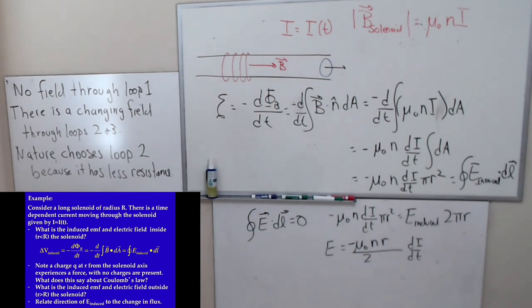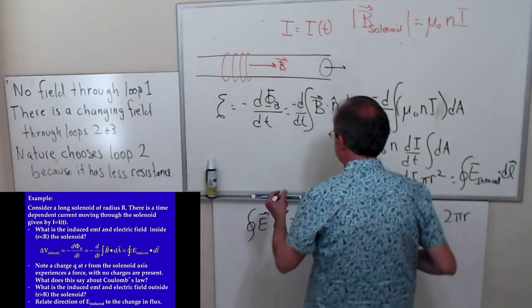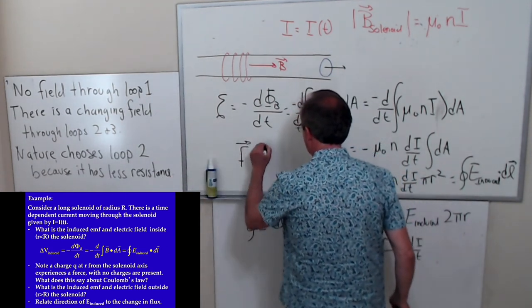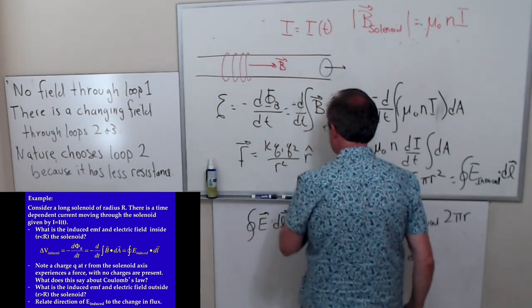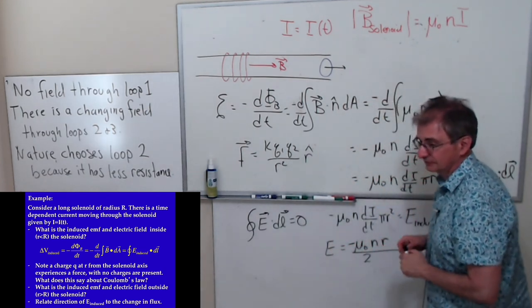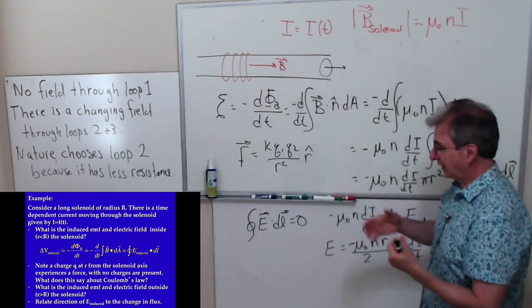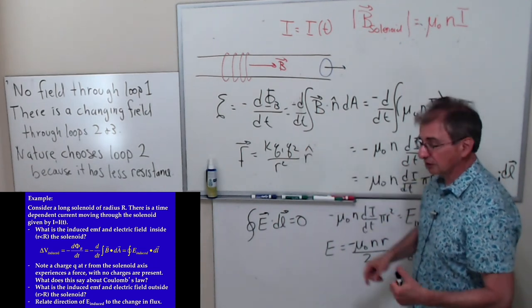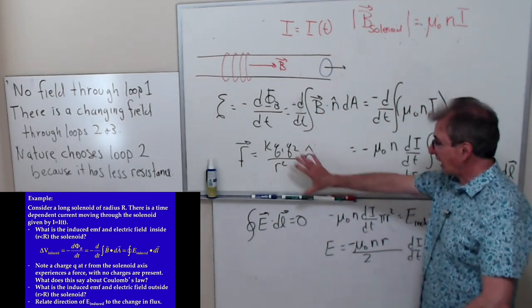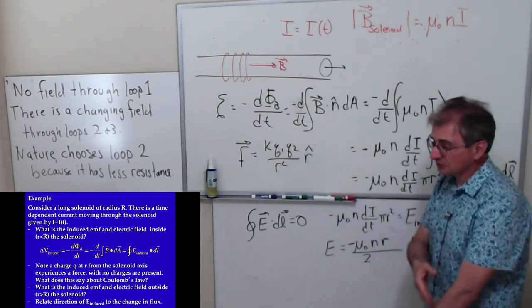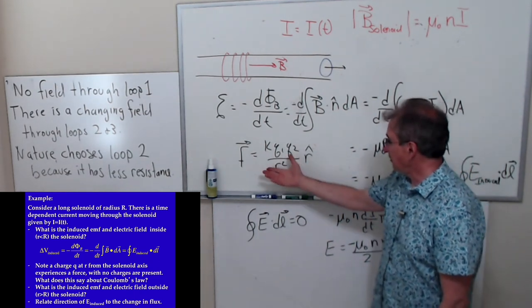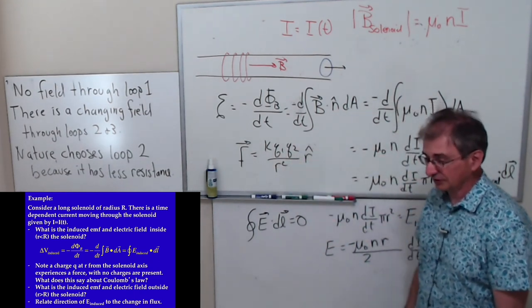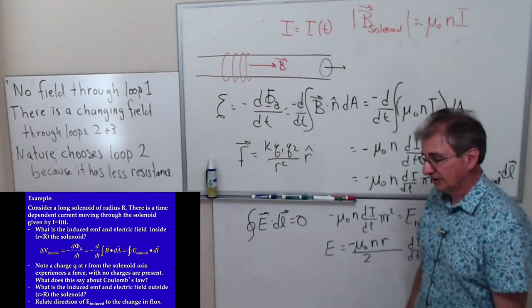So what does this say about Coulomb's law? Because Coulomb's law says this, and it says that E is F over Q. This doesn't jive with Coulomb's law, because Coulomb's law is only valid for really the static case. Coulomb's law can't say anything about the time-varying electric field. Okay.